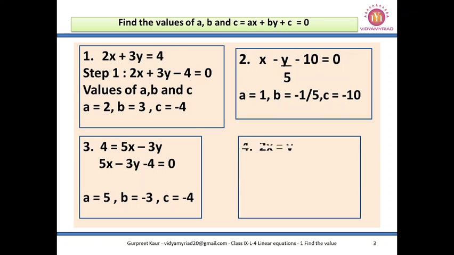Last example, fourth question is 2x is equal to y. Rewrite it, it becomes 2x minus y is equal to 0. Now see that first variable is x and second variable is your y. If nothing is mentioned in the C, no need to write it over there. So according to this, what is my A? A becomes 2. What is your B? Minus 1 and C, nothing is there, so C is 0.